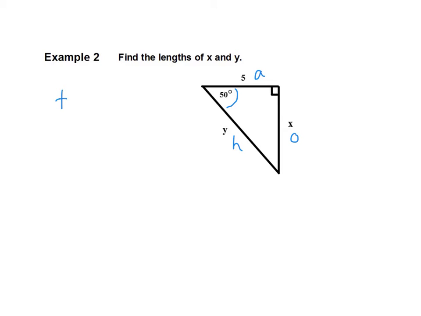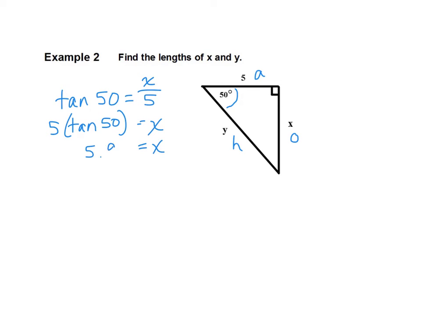So I would say tangent of 50 degrees equals opposite, which is X, over 5. All right, multiply both sides by 5. I'm going to put parentheses around that, equals X. Stick that in your calculator to solve for X. And X is equal to 5.96, we'll round it.